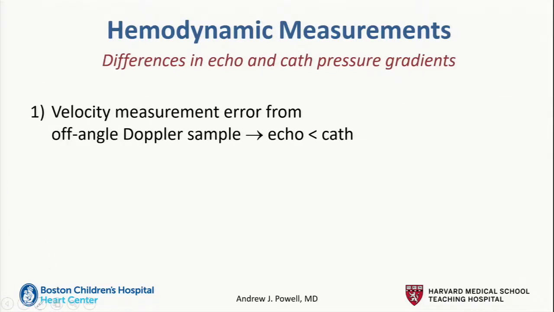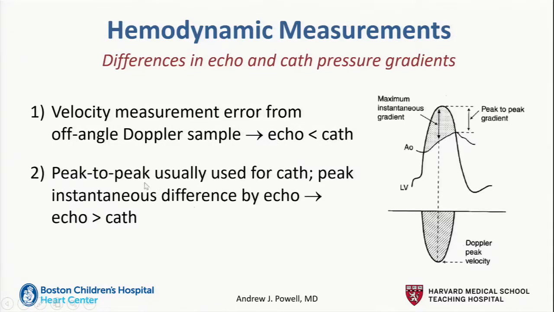All right, so that allows us to go into the differences in echo and cath pressure gradients. We're going to do it over the course of 2 slides here, and I'll show you how each of those differences impacts the comparison. So first is, and again, remember this is something they ask us to specifically address, one reason you can have differences is you can have a velocity measurement error from an off-angle Doppler sample. That goes back to the slides I showed you earlier where we're not perfectly aligned with the direction of the maximum velocity. In that case, you'll underestimate the peak velocity, and therefore you can expect the echo measurement to be less than the cath measurement.